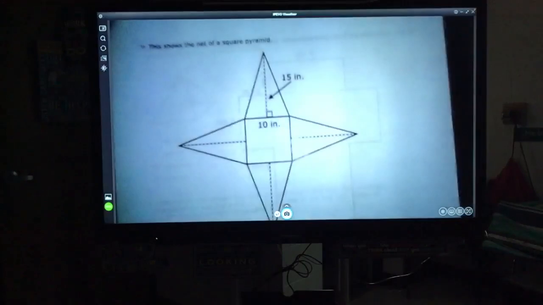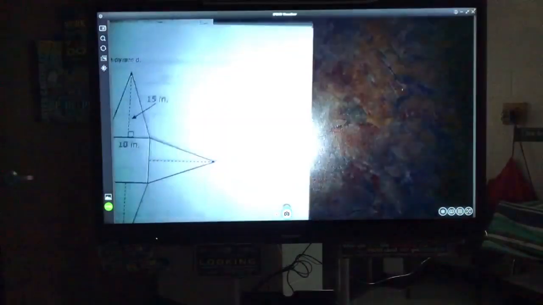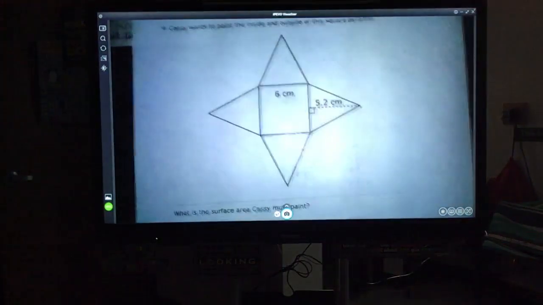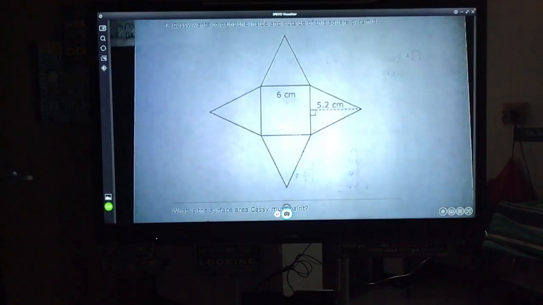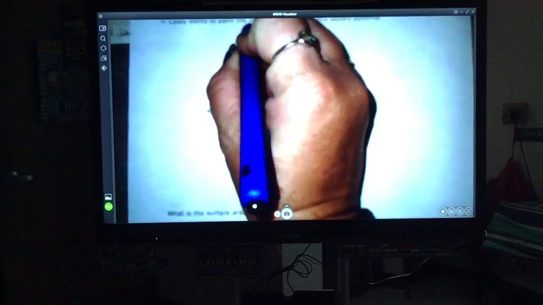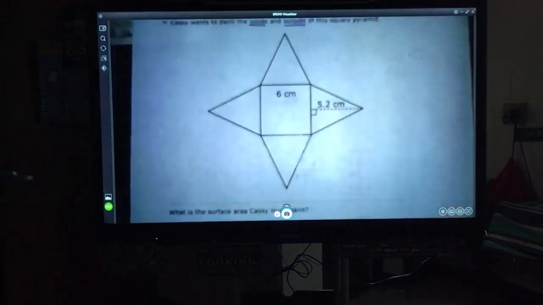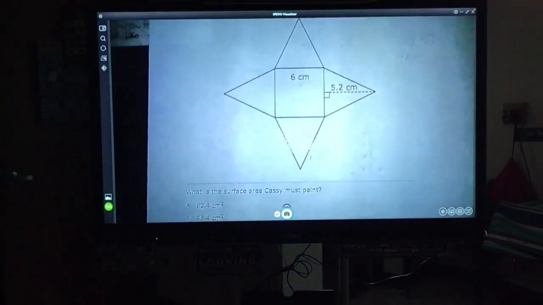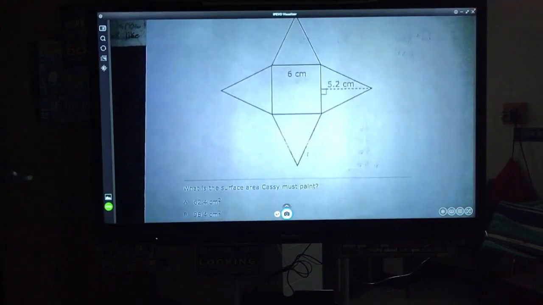All right, let's look at this one. Is that 10? This is number 10, yes. Number 10 says Cassie wants to paint the inside and outside of this square pyramid. So she wants to paint the inside and the outside. What is the surface area Cassie must paint?